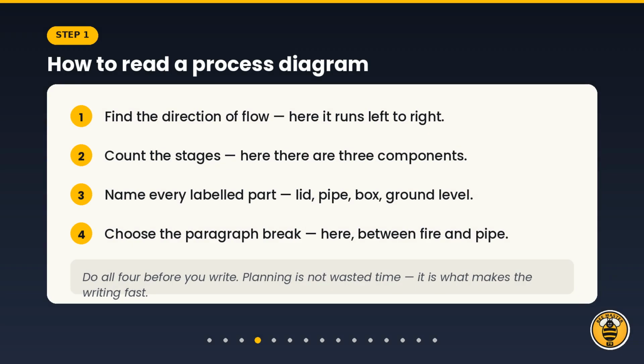Before you write a single word, do these 4 things. Find the direction of the flow. Count the stages. Name every labeled part. Then choose where the natural break falls so you can split the body into 2 paragraphs. For this diagram, the flow runs left to right. There are 3 components, and the natural break falls between the fire and the pipe.